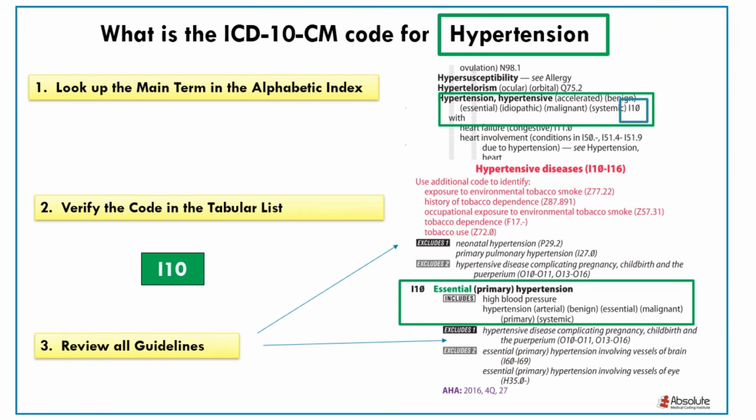And finally, our final step, review all guidelines. We do have guidelines at the boss level, really above the boss level. We have excludes 1 notes, excludes 2 notes. These are guidelines. Just trust me for now. They are not applicable. We'll discuss them later. But we have excludes 1 notes, excludes 2 notes underneath the code. We should read it. And then finally, we have our AHA coding clinic guidelines. This applies to real world coding. So you know what, coders? If you said that I-10 is your final answer, outstanding.